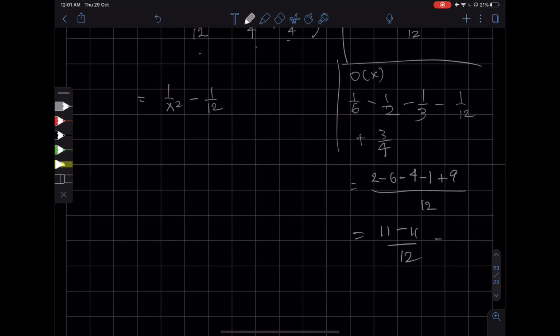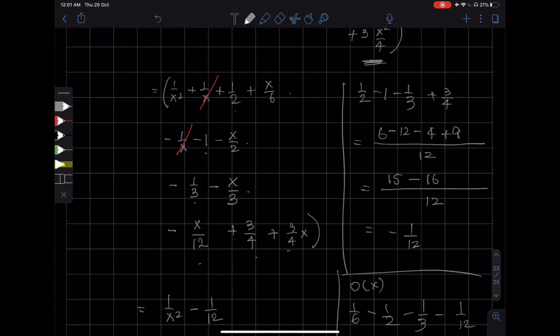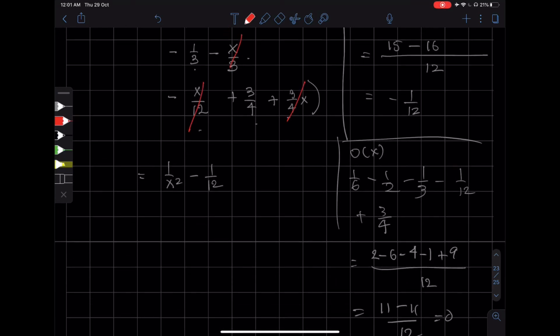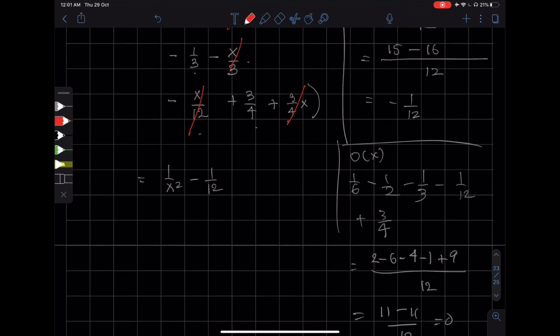So we can see all the linear order terms, they all drop out. And therefore, this is up to order x squared. This is our result.